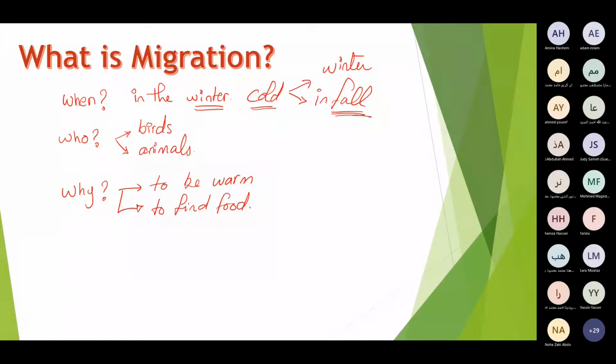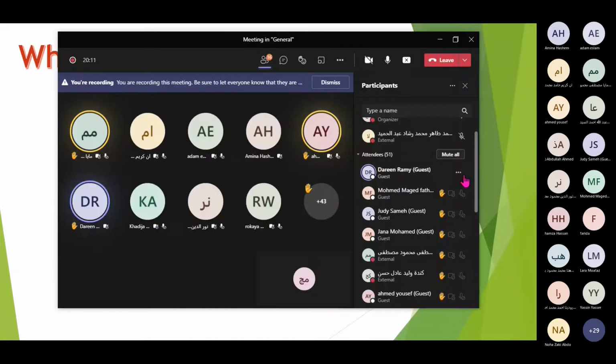Because they have wings. Excellent, yes. Because birds can fly. Okay, they have wings and they can fly. Of course, they can travel more and more distances. But the other animals don't have wings. Yes, thank you, Dareen. Thank you, Amina. You were very clever.